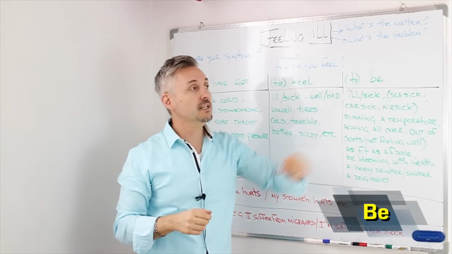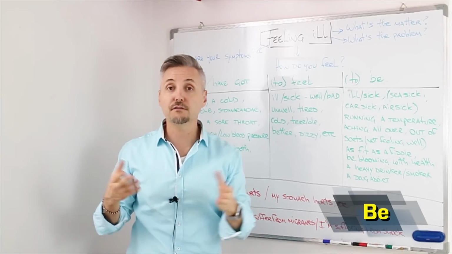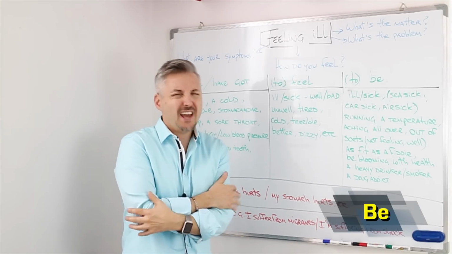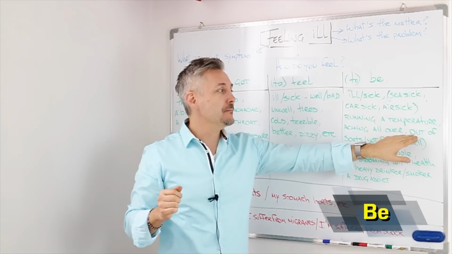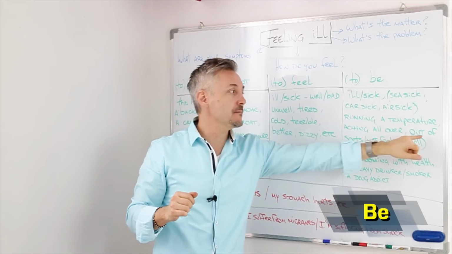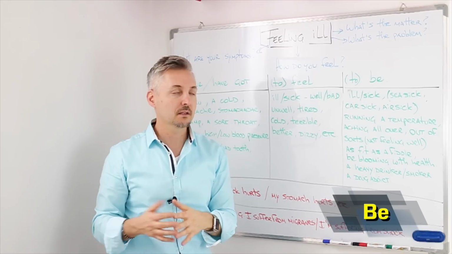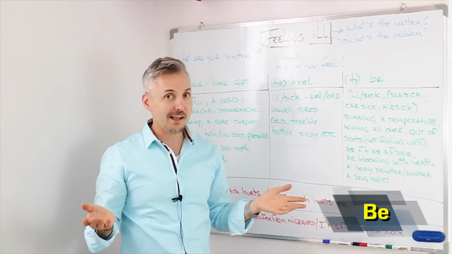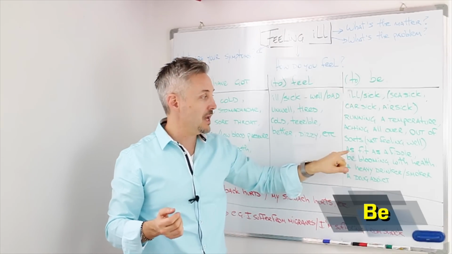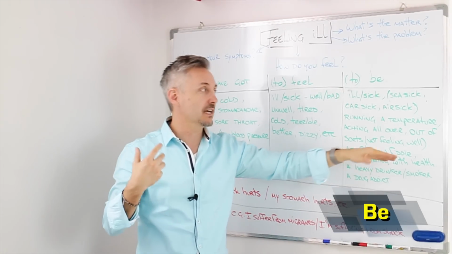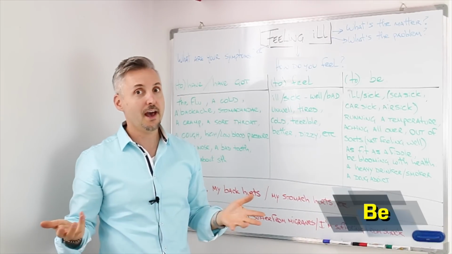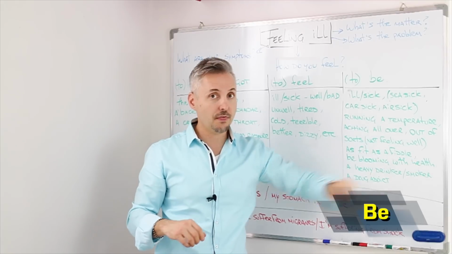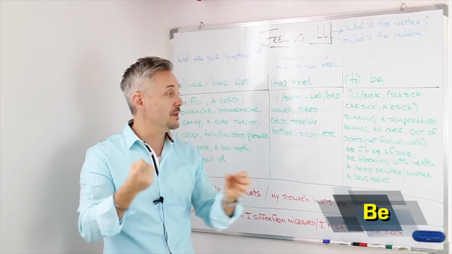So I am running a temperature, or I have a temperature if you have the flu. I'm aching all over. If you're developing the flu, you're aching all over. I'm out of sorts. It's an expression, it means I don't feel well. But we can say also that you feel well, and you can say I am as fit as a fiddle. It's an expression to say you're in good health and you feel great. I am blooming with health. Okay, blooming like a flower, blooming with health.